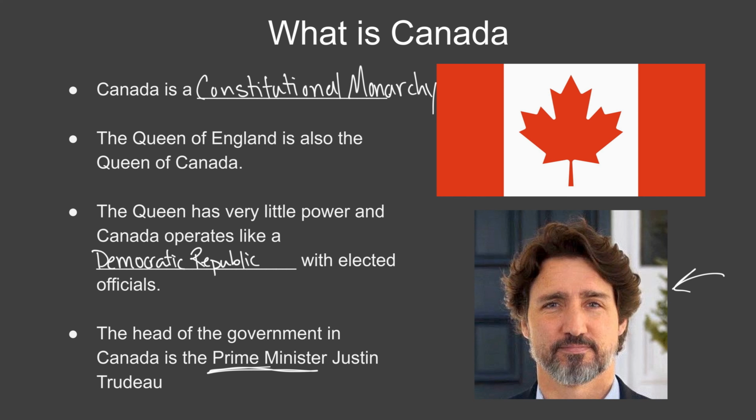Your next task is going to be to make a table kind of explaining the differences between these three types of governments. So hopefully these notes are helpful. As always, if you have any questions, don't hesitate to ask.